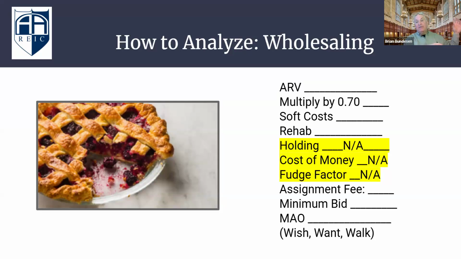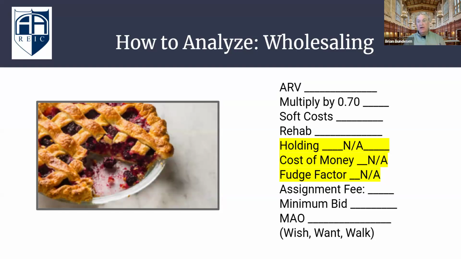You have the seller, you have an investor, and you have an end buyer. It works the same way any supply chain works, but between the seller and the end buyer, there are two parties that need to get paid. That's you, the wholesaler, and the investor. So that's why you multiply by 0.70. In theory, that's the investor's profit.